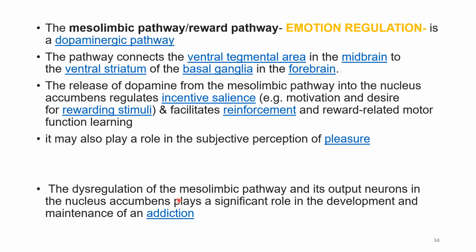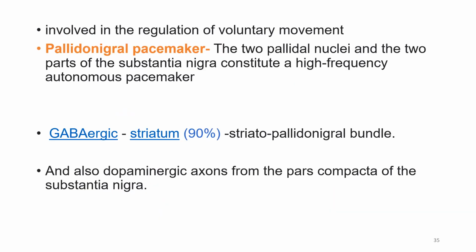The dysregulation of the mesolimbic pathway and its output neurons in the nucleus accumbens plays a significant role in the development and maintenance of an addiction. So it is important for addiction. Addiction is mainly because of the dysregulation of the mesolimbic pathway. And it is also involved in the regulation of voluntary movement.